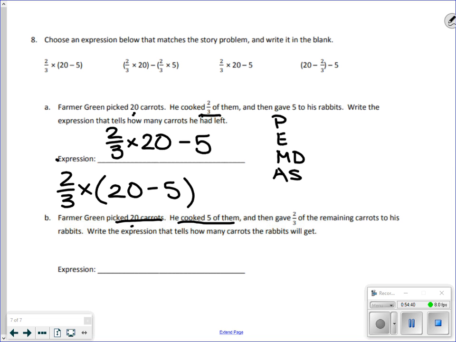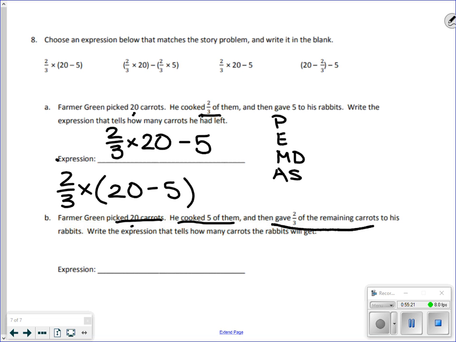It doesn't matter where the 2/3 is. It's multiplication. 2/3 of. This is 2/3 of 20 and 2/3 of 5. Why would you do 2/3 of 20 and 2/3 of 5? That makes no sense at all. If it was like the last one, then you subtracted how many you gave those rabbits. But that's 2/3 of 1 carrot. That's like taking a carrot and cutting off 2/3 of a carrot.